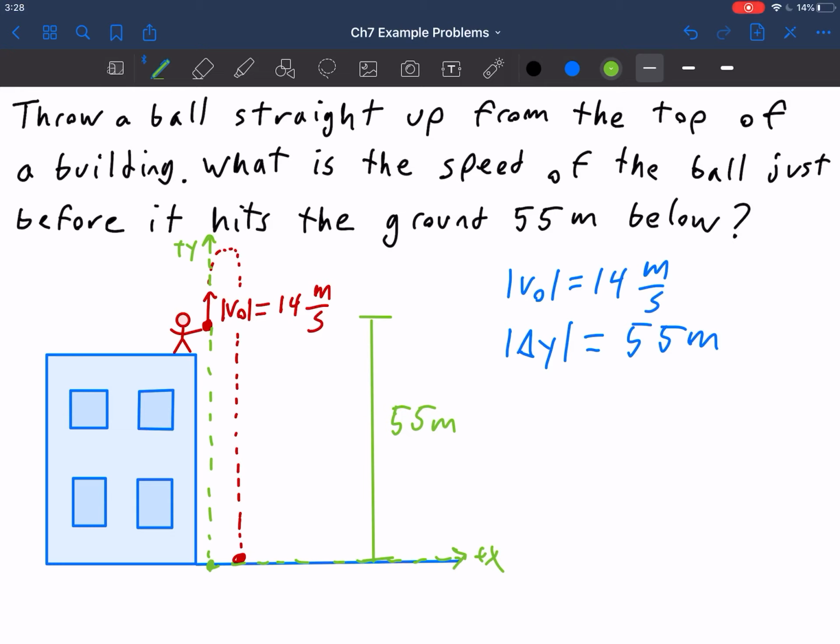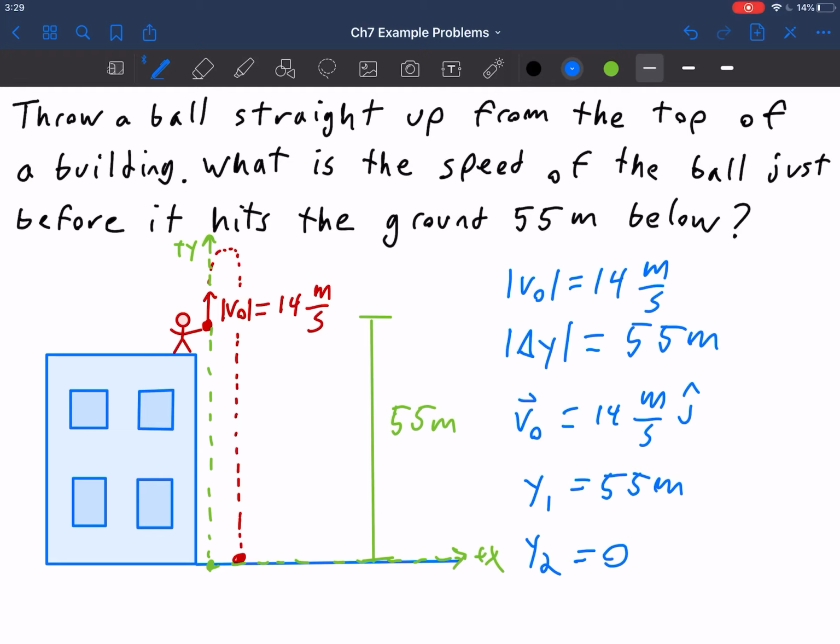So now that I've defined my coordinate system, I can write down more knowns, right? I can now say that my initial velocity is equal to 14 meters per second j hat, a positive velocity in the plus y direction. The initial height of the ball, or the initial position in y, is equal to 55 meters. And that means that when it hits the ground, the final position of the ball in y is just equal to 0, because we've defined that to be our origin. When the ball hits the ground, that is y equals 0.